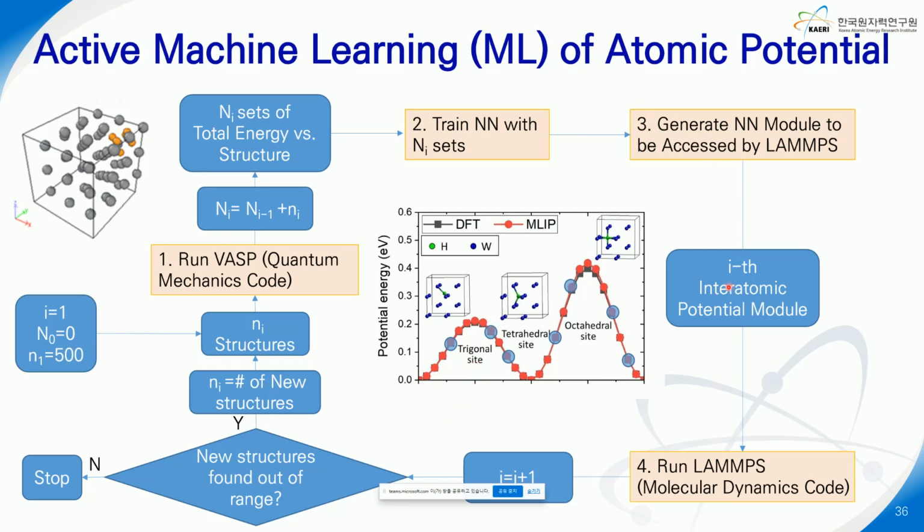This entire loop here is an active learning process in which the new structure beyond the prior range are suggested by the transient molecular dynamic calculation. For the new structures, the quantum mechanics calculations are additionally performed. This active learning process makes the machine learning more accurate and powerful.